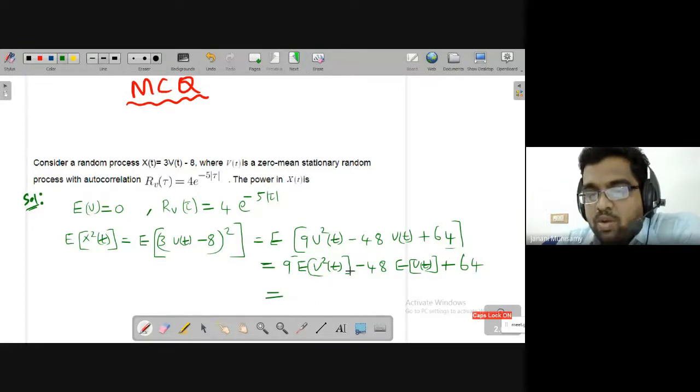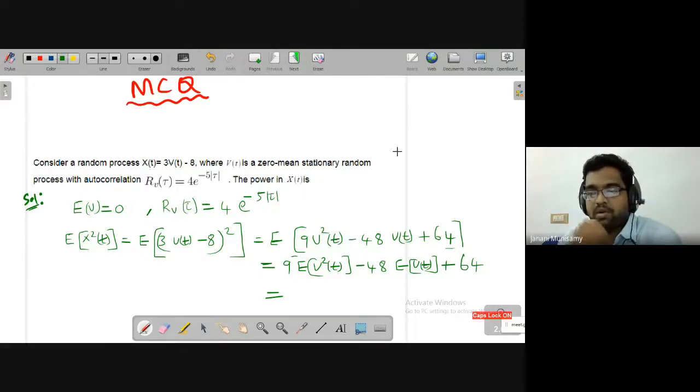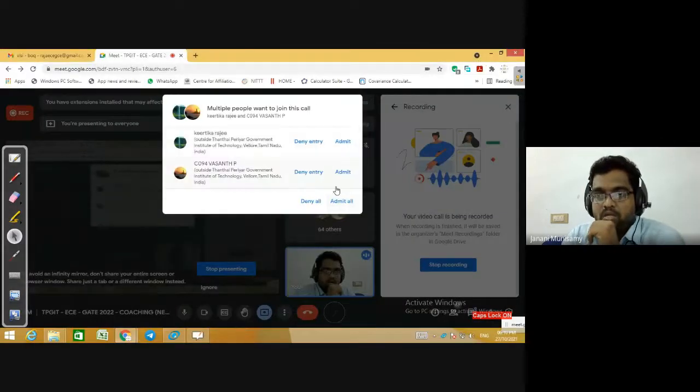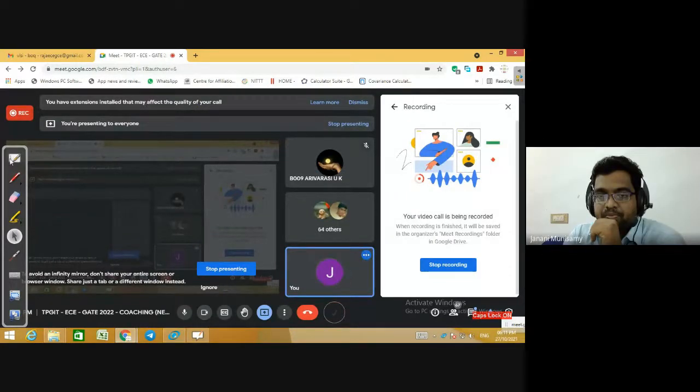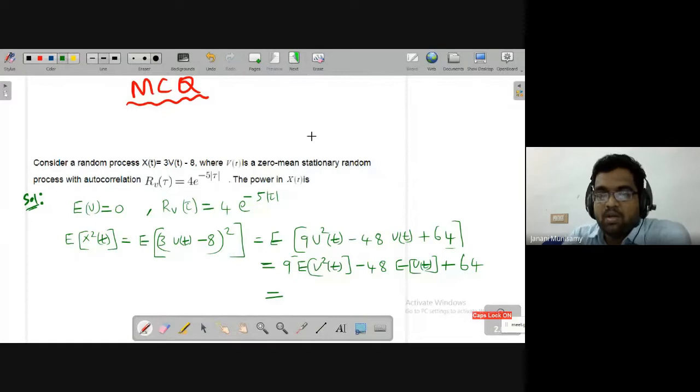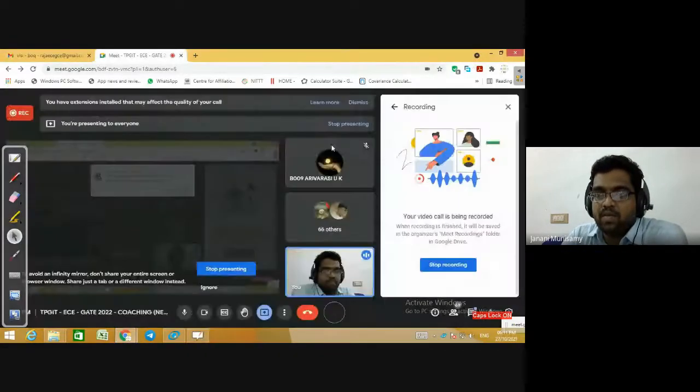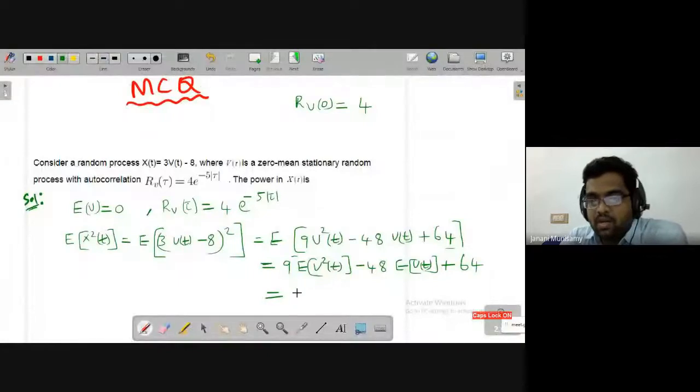Now what is e of v square of t? e of v square of t means the power in the signal v of t. But that is not given directly. They have given the autocorrelation function, so from that you have to calculate the power. You know, autocorrelation at origin will give the power of that particular signal. The moment I put tau equal to 0, I'll get 4. So 4 watt is the power in the signal v of t, because autocorrelation at origin gives the power of the signal.